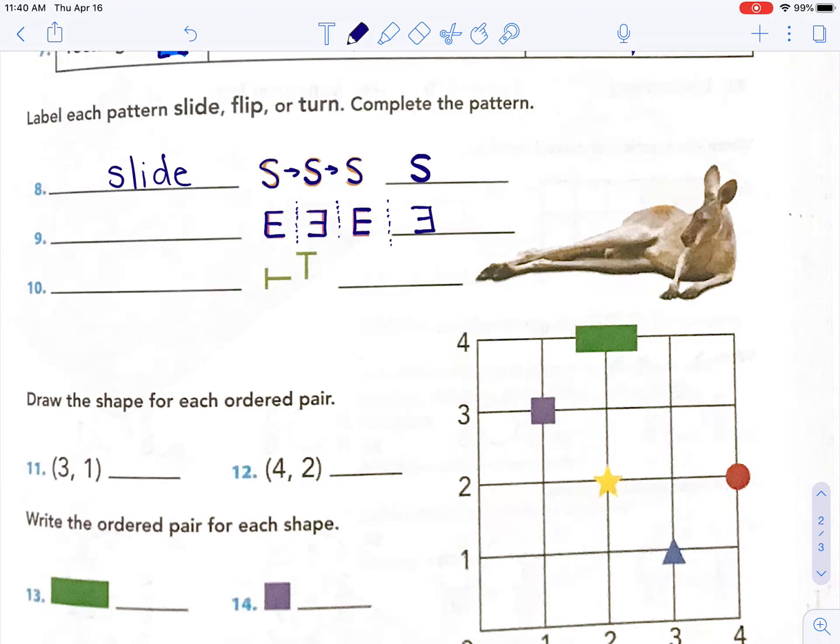So it's like the E is looking at itself. So that is the last one, and we know that that is a flip. Good job. Okay, this T is turning.